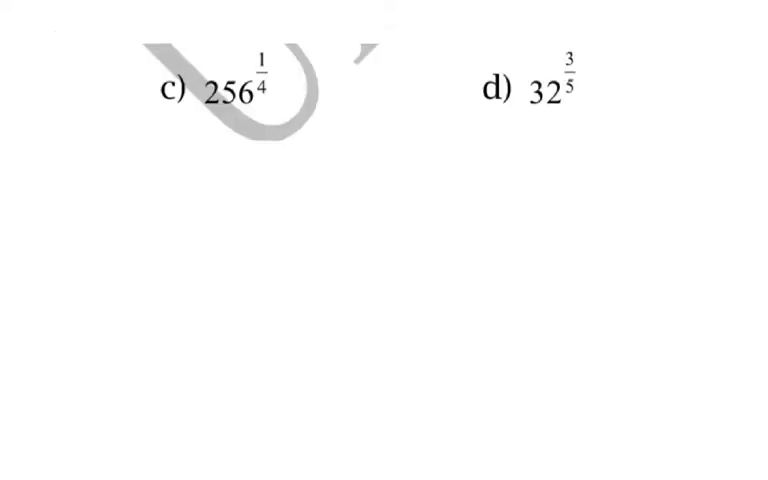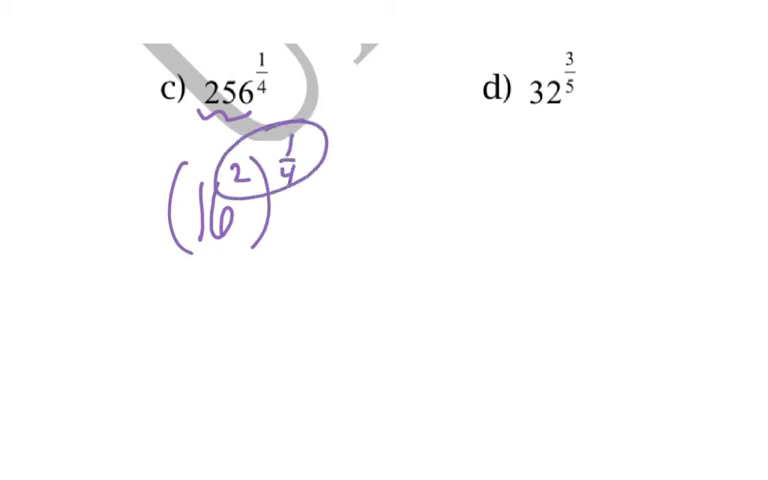Okay, 256 to the 1/4 power. So you know that 256 is 16 squared to the 1/4 power. And so using our power of powers, that's 16 to the 2 times 1/4, which is 1/2, which means the square root of 16, which you know.